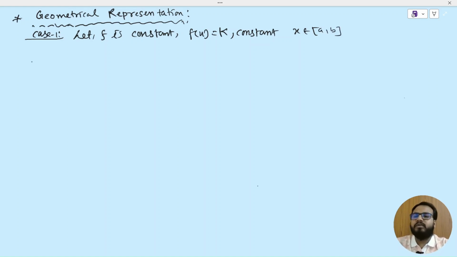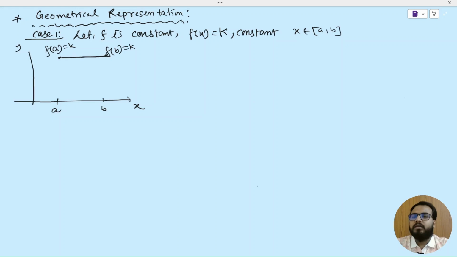Now if we draw the figure of f, it will look like this. This is my x-axis, this is the y-axis, and let a be a point here and b is another point lying on the x-axis. Since f is constant, the value of f at the point a is equal to k. Let's suppose f(a) equals k, and the value of f at the point b is also k, since f is a constant function. Now if we draw the figure of f on the domain [a, b], it will look like this. Clearly this function is parallel to the x-axis.